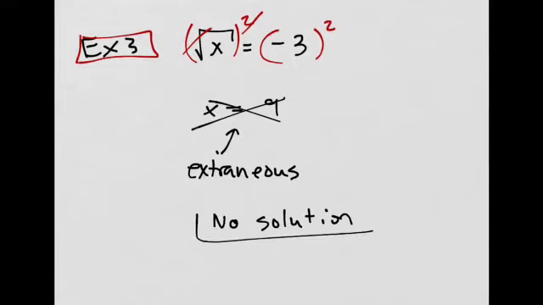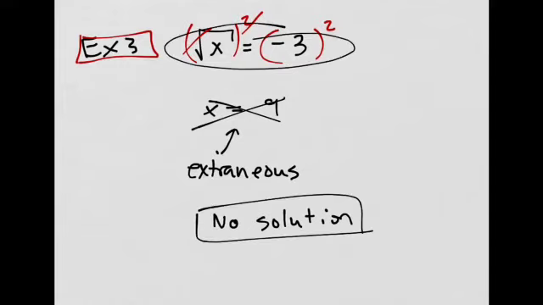So it's good to check every time, or just try and make the problem make sense. You can't have a negative coming out of a square root unless you have a negative in front of the square root to begin with. Or if you had an odd root, odd index, then everything would be fine. All right, that's the end of example 3.